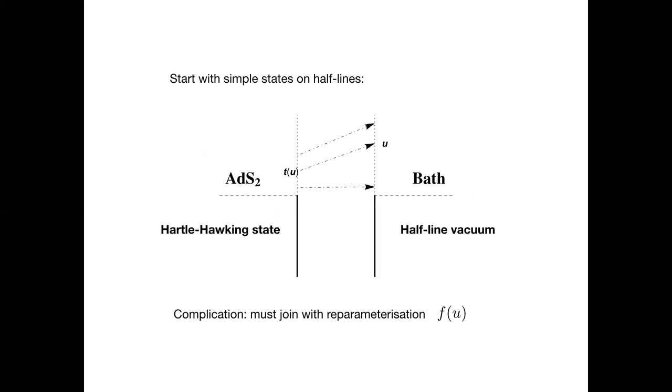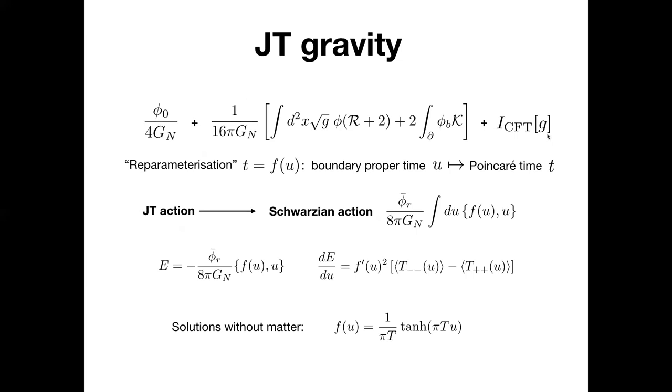Okay, so let's now talk about the matter sector. The thing that's going to allow me to solve this is that I'm going to assume that my matter here is a conformal field theory, some two-dimensional conformal field theory, and I'm going to be able to solve everything because this theory has a local conformal invariance.